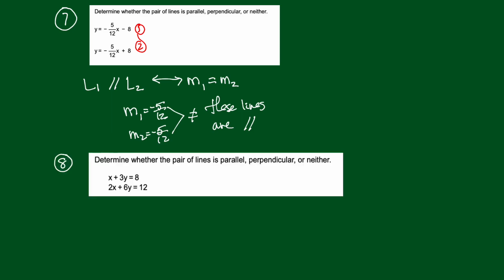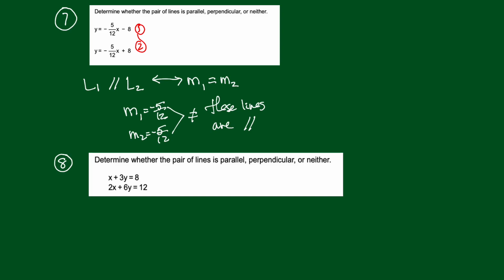Now in number 8, again, we want to know, are these two lines parallel, perpendicular, or neither? Here's an easy, fast way to tell. See that first equation? Look at the second one. You double, you double, you don't double. If you triple, don't triple, or quadruple, don't quadruple, then they're parallel. That's a fast, easy way to tell.